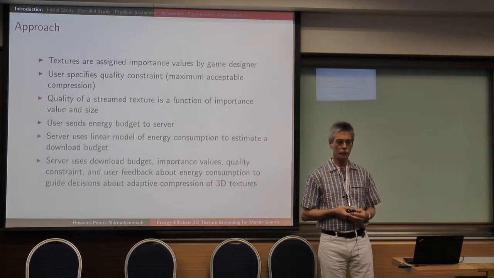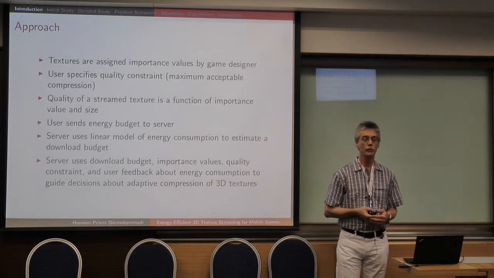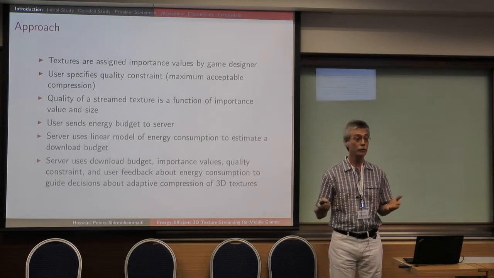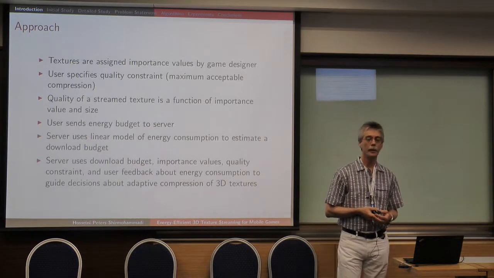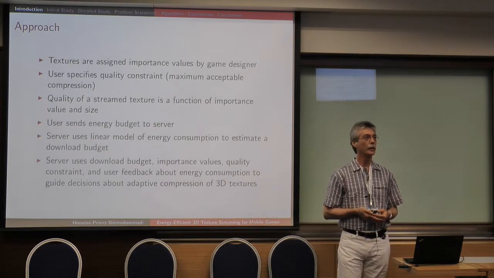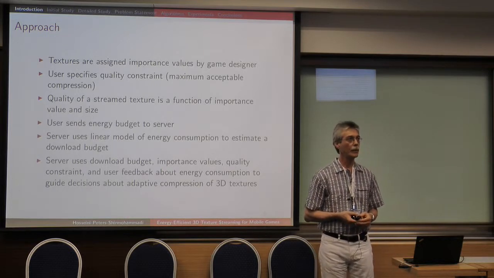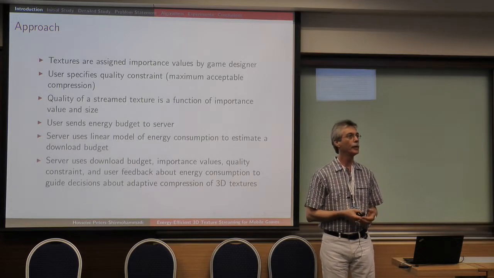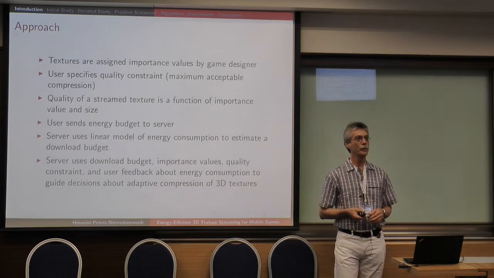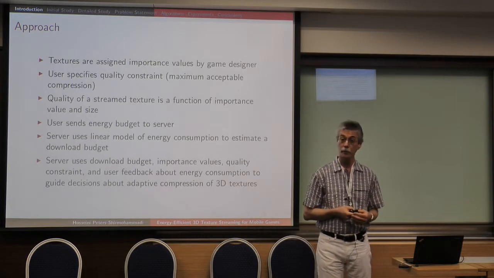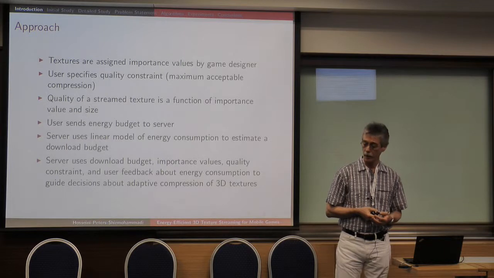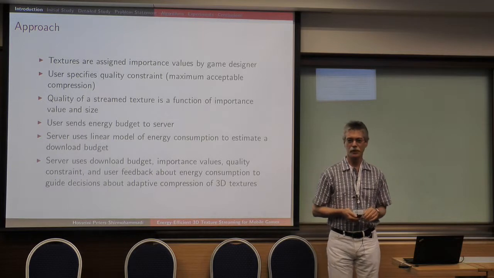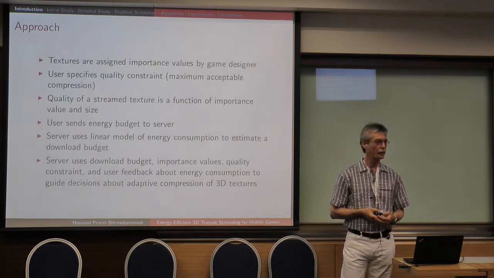We used a very simple measure of quality. It's just the importance value times the size. Figuring that if you have more pixels, then it's going to be higher quality. The value also affects it. So it's a simple model of quality. The user sends an energy budget to the server. The server uses a linear model of energy consumption to estimate how many bytes it can download with that energy. And the linear model is a pretty good model of energy consumption. Well, it's a fairly naive model, but we did some measurements and it was relatively linear.